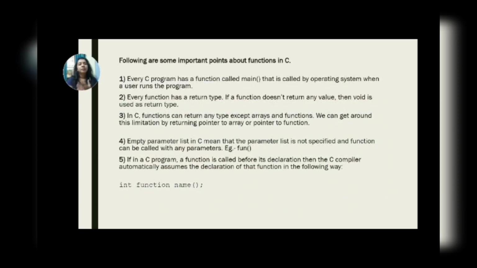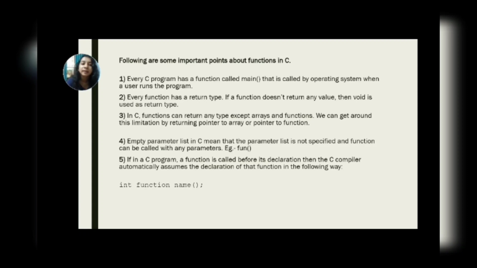Now, let us look at some important points about functions in C, an overall view, a general view. Firstly, every C program has a function called main. I've already mentioned earlier, it's the driver function of the program. Any program can't be executed without the main function. It is called by the operating system when a user runs the program. It's the first function which gets executed. So remember to add the main function definitely. Secondly, every function has a return type.